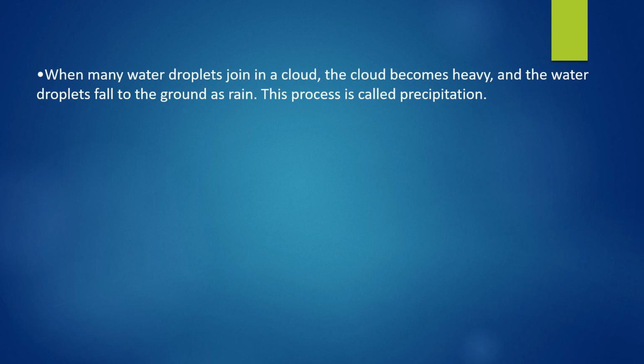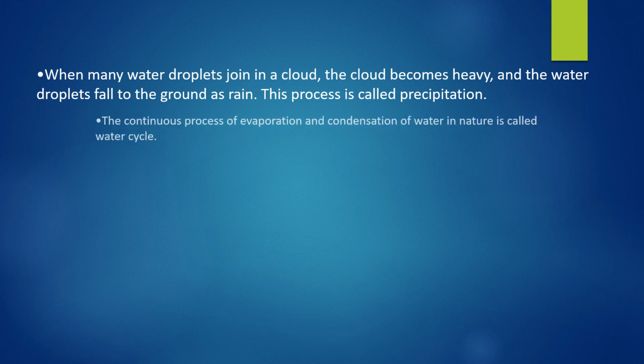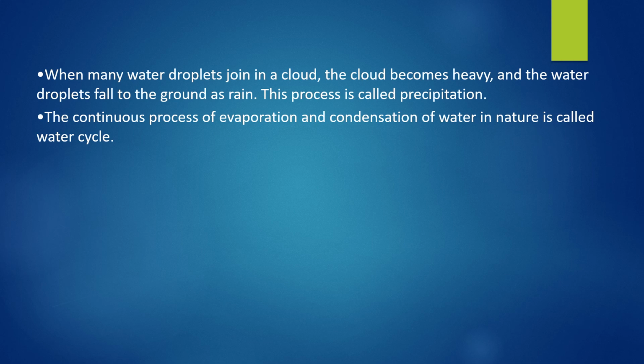When many water droplets join in a cloud and the cloud becomes heavy, the water droplets fall to the ground as rain. This process is called precipitation. The continuous process of evaporation and condensation of water in nature is called the water cycle. So water becoming gas, gas becoming water, this process is called the water cycle.